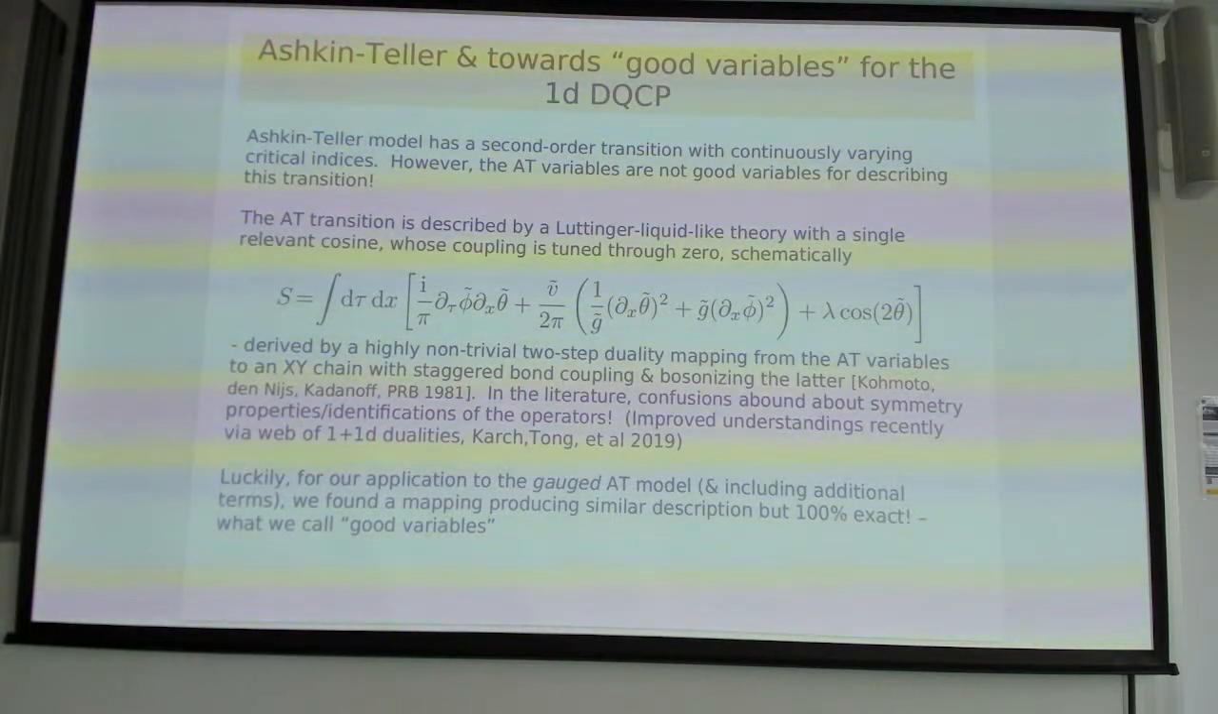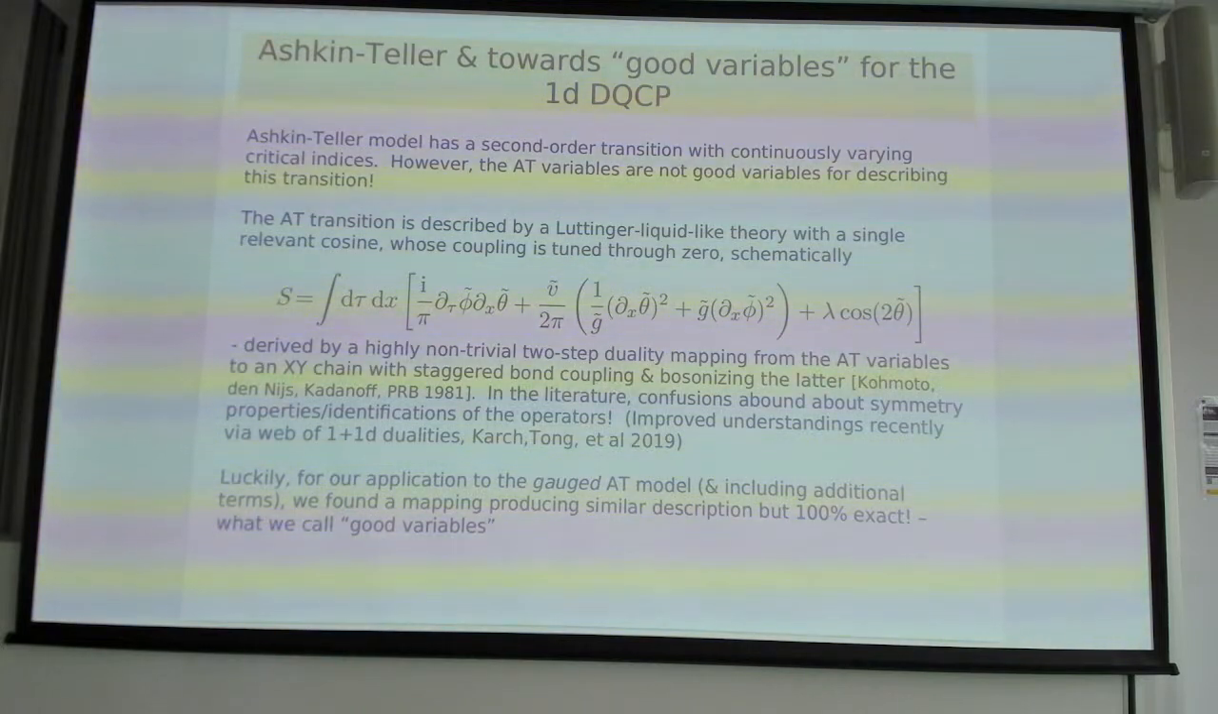But if we want to, the way these variables are arrived at is very non-trivial. From the Ising degrees of freedom and Ising-Ashkin-Teller, it's actually like a two-step, very non-trivial duality.